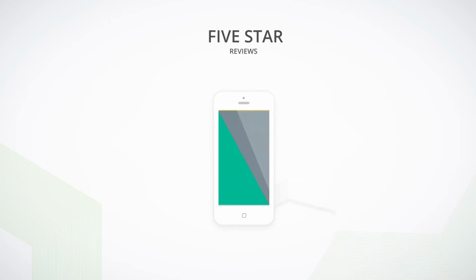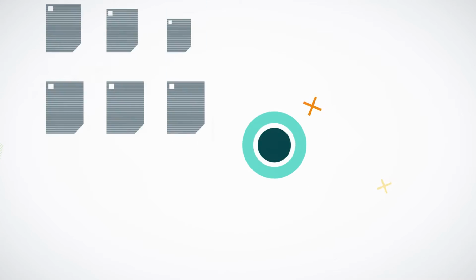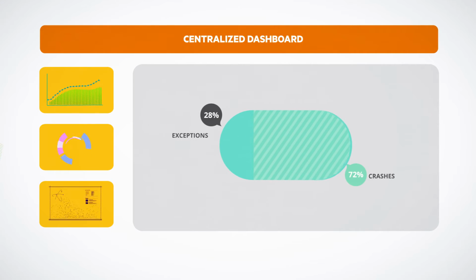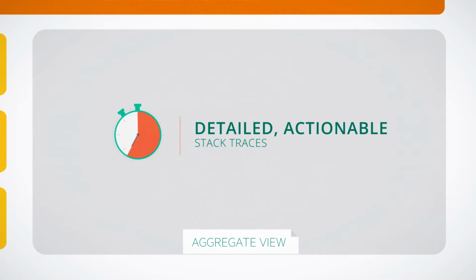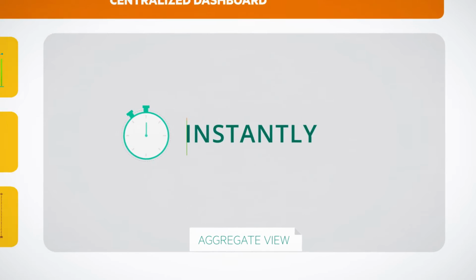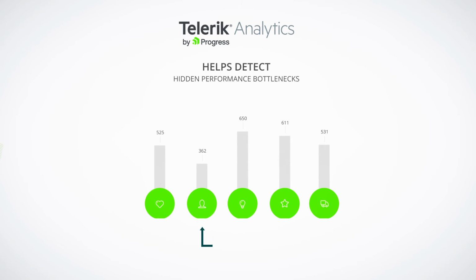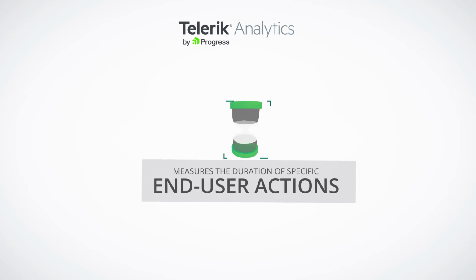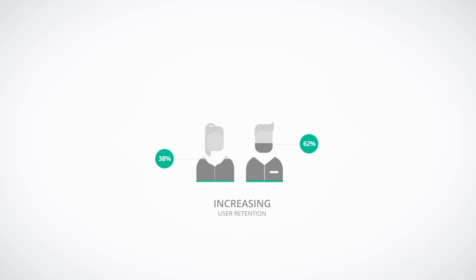5-star reviews matter for driving user adoption, but you don't get those if your app crashes. Telerik Analytics automatically captures crash reports and exceptions and presents them on a centralized dashboard in an aggregate view. Software development managers receive detailed, actionable stack traces instantly. Telerik Analytics also helps detect hidden performance bottlenecks and measures the duration of specific end-user actions, an invaluable data point for increasing user retention.